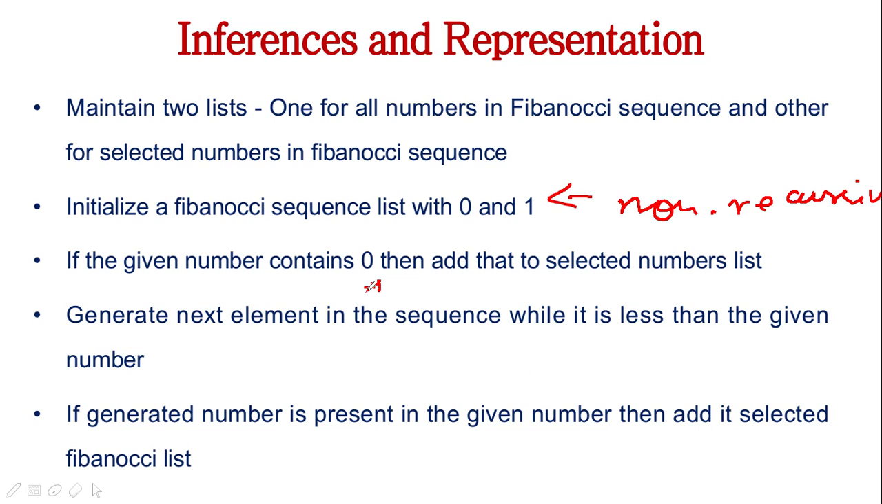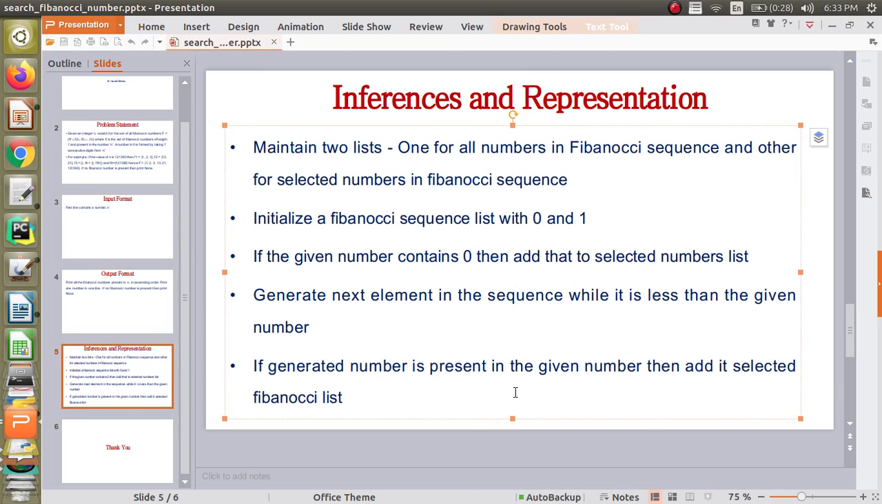For this, I will take the string representation of the number. We know that in Python it is very simple to convert from integer to string and string to integer. So I will take the string form of the number and check if the Fibonacci number is present in the given number using the in operator, and then I will add it to the selected Fibonacci list if it is present. This is the idea. So let us see how to code it.